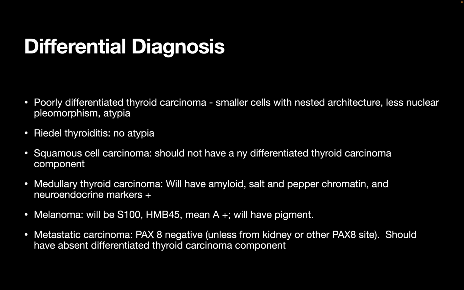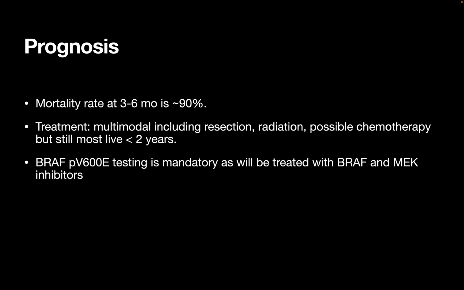Medullary thyroid carcinoma will have amyloid, salt and pepper chromatin, and neuroendocrine markers will be positive. Melanoma will be S100, HMB45, and Melan-A positive, and also will have pigment. And for metastatic carcinoma, Pax8 is negative unless the metastatic tumor arises from the kidney or any other Pax8 positive site. And you should have absent differentiated thyroid carcinoma component.